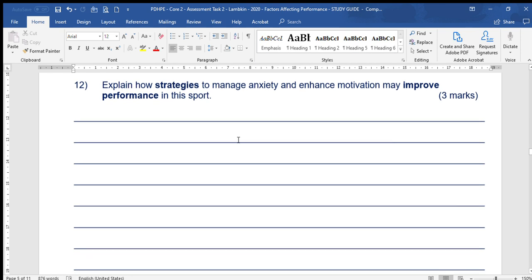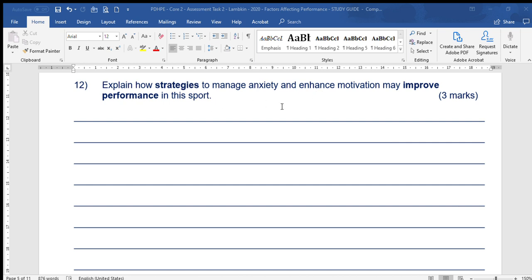Explain how strategies to manage anxiety and enhance motivation may improve performance in this sport. So it's got to be the same sport. And I'm going to turn you back to your book. Your book, page 44 from last topic. If you go to page 44, you'll see strategies to enhance motivation and manage anxiety.